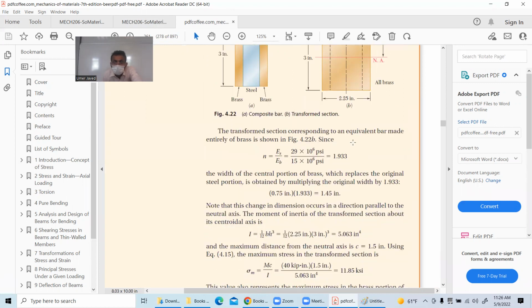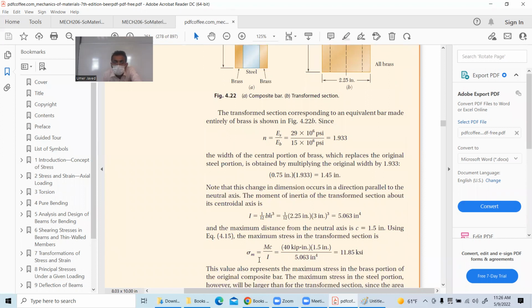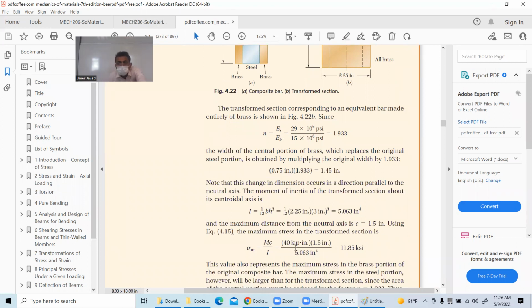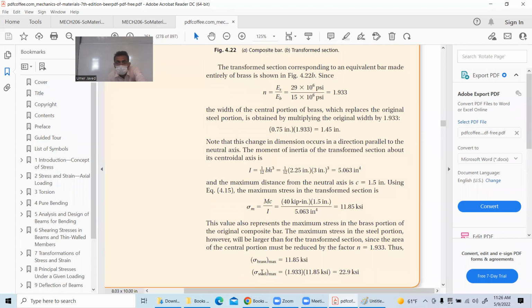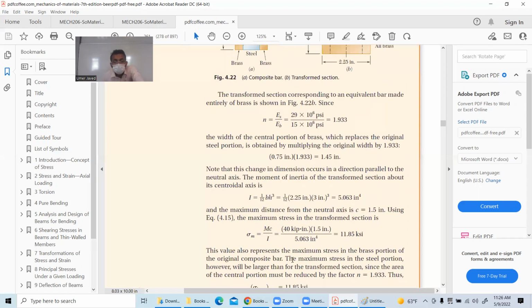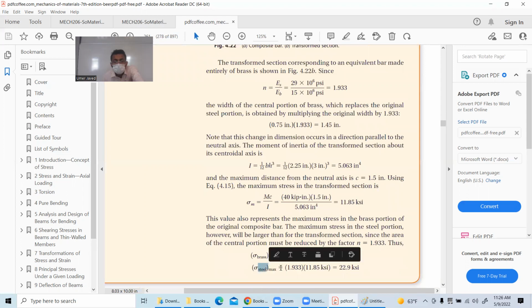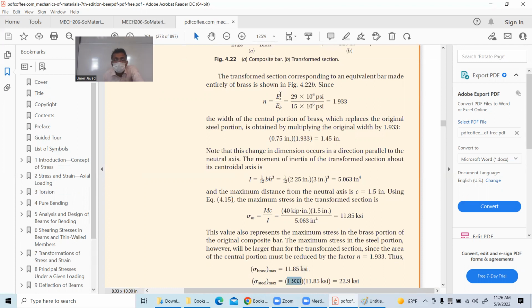Then they find the moment of inertia about the neutral axis line. They're trying to find the maximum stress, MC over I. They found it in the brass, they found it in the steel. Since they have filled everything with the brass, in order to find the stress in the steel, they are multiplying it by 1.933 because ES over EB is n.